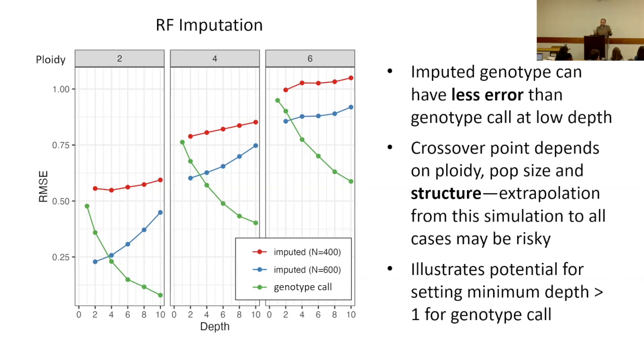Now, I think it illustrates the potential that there are advantages to throwing away some data. In many cases, you might not want to make genotype calls with only 1 or 2 reads, but it's highly dependent on the population size and the structure. And I would be nervous about extrapolating the results you see here to any situation. I haven't done enough tests to know that. So I think that's worth looking into in the future to see how robust this kind of recommendation is to other situations. But it was an interesting result for me.